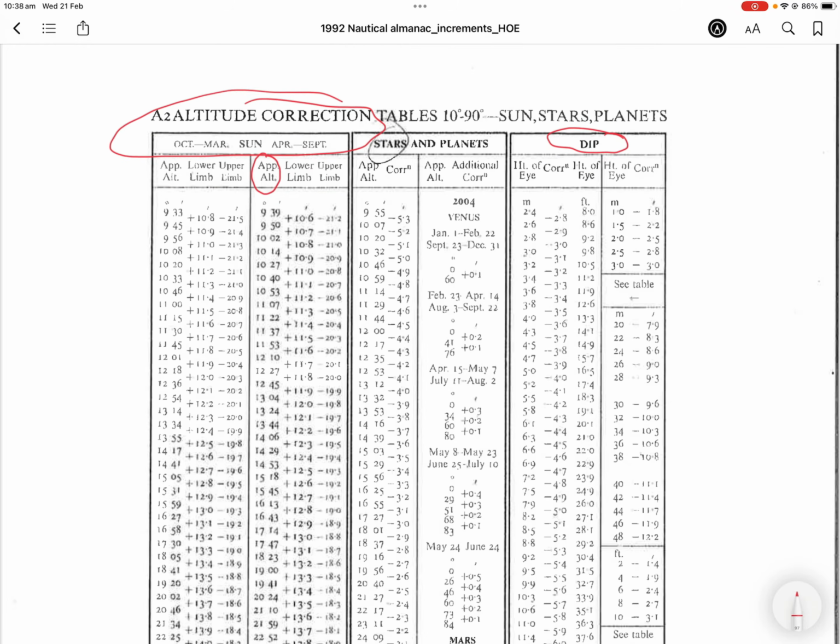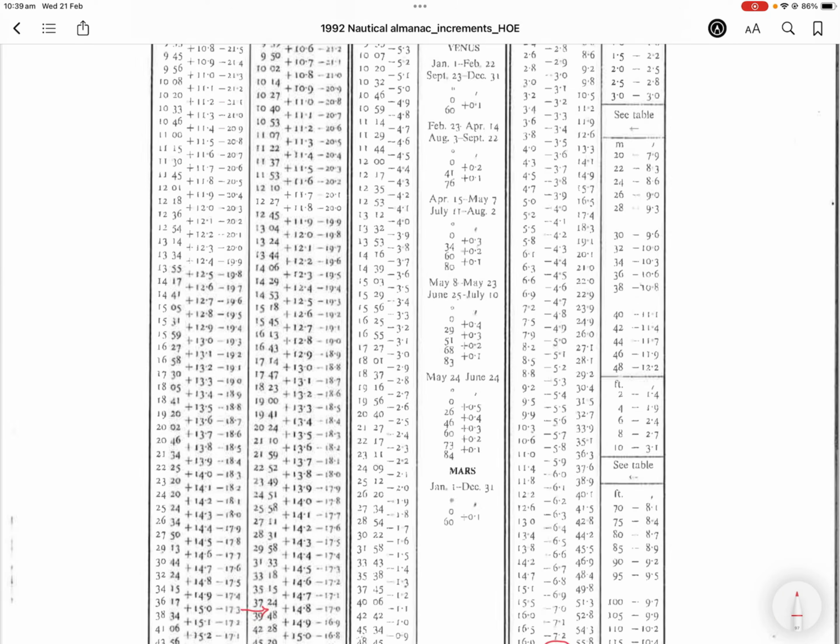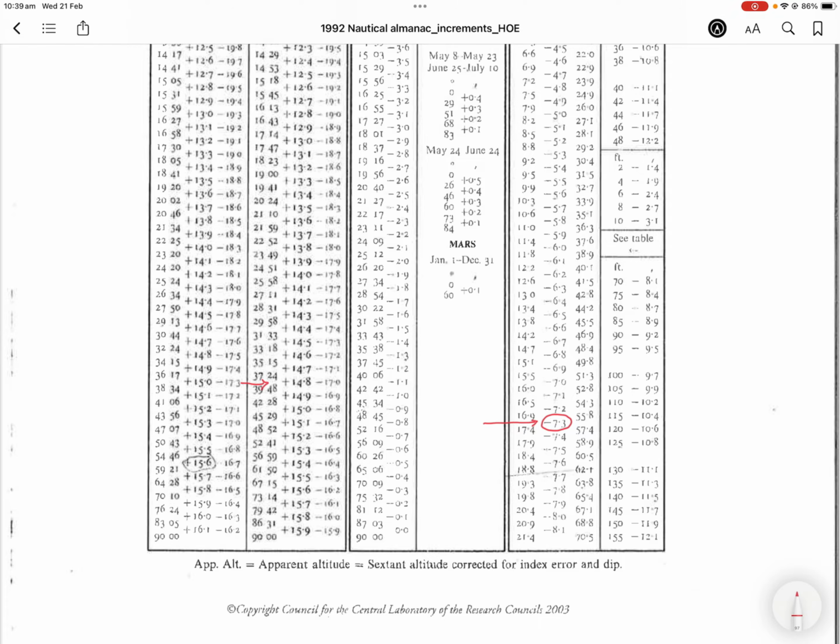You go down this column here, 39 degrees 5.2 will be somewhere here. Now because you are lower limb, you can see the lower limb values are given here. Now we are in August, which lies between April to September. That's why we are using this column. All right. So in this column here, 39 degrees 5.2 is the apparent altitude value. For that you get a lower limb correction of plus 14.8.